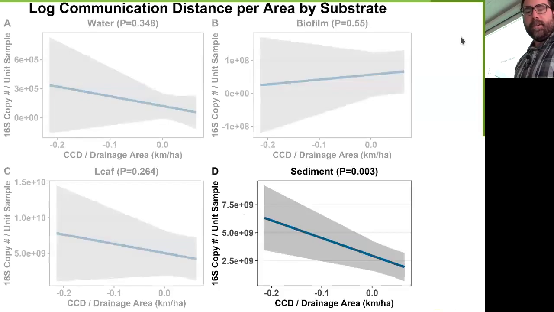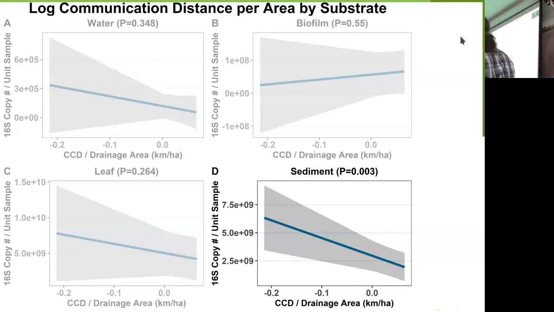And then finally, or not finally, two more. Sediment. In the sediment community, we see a decrease in alpha diversity with our kind of discontinuity metric. So as the system is getting larger disconnections upstream, we're seeing a loss of alpha diversity.